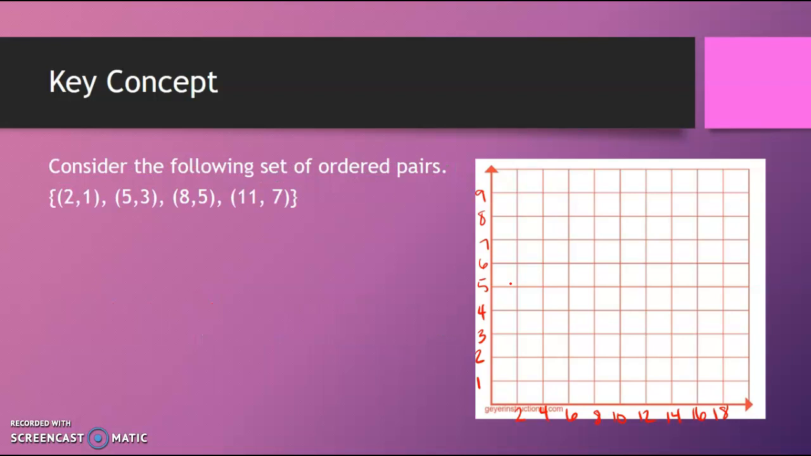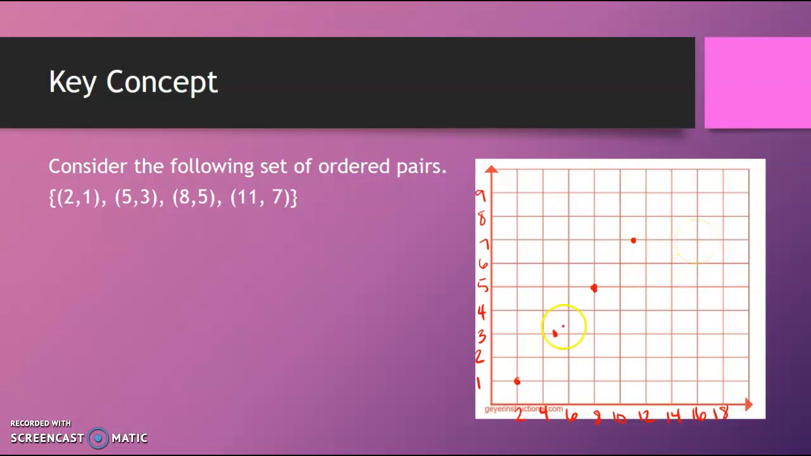So, considering the following set of ordered pairs, I've already gone through and labeled mine. So I did my x values by 2 and my y values by 1. And so I'm going to start graphing. We have a point at 2, 1. We have a point at 5, so that'd be halfway between 4 and 6, 3. We have a point at 8, 5. And we have a point at 11, so halfway between 10 and 12, 7.